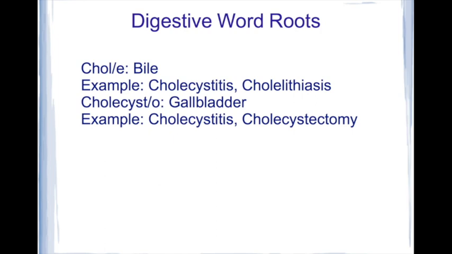So you can see how this is all kind of coming together. You got those two word roots that connect to each other to make one structure, the gallbladder. So cysto by itself just refers to bladder. Chole by itself refers to bile. You combine chole and cysto, and that makes the gallbladder. Okay? So cholecystitis, again, inflammation of the gallbladder. Cholecystectomy, surgical removal of the gallbladder.